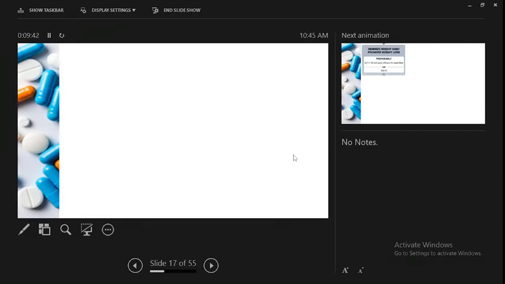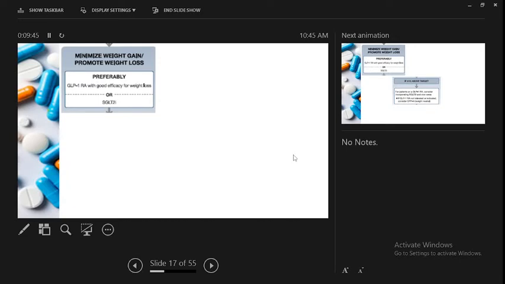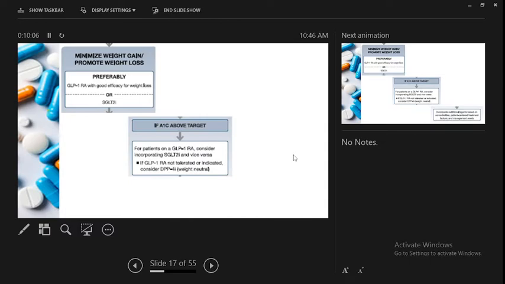So what does the guideline say? This is from the complicated slide I showed. If your aim is to minimize weight gain or promote weight loss, the recommendation is to start a drug which has been proven to cause weight loss. That is either a GLP-1 receptor agonist or an SGLT2 inhibitor. I will explain what those drugs are and how they work.